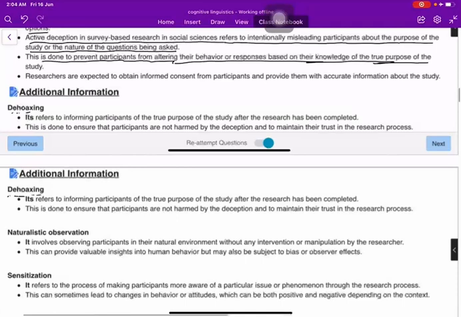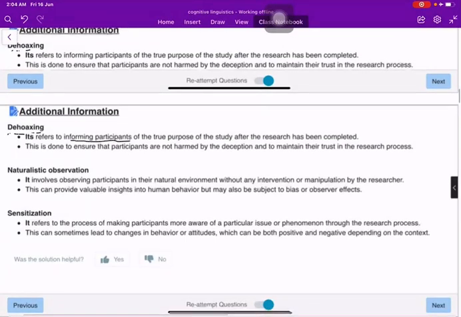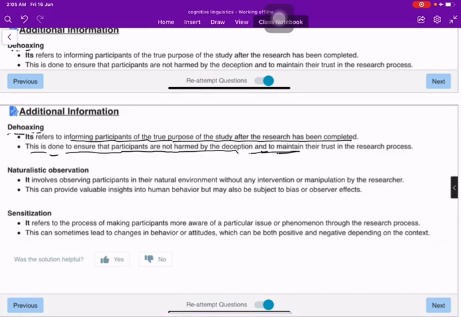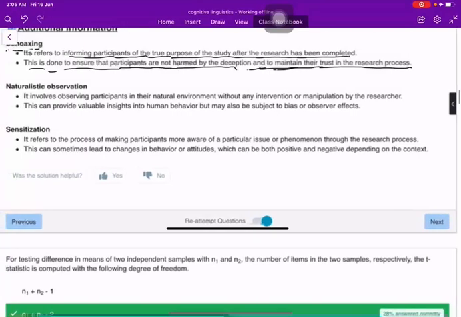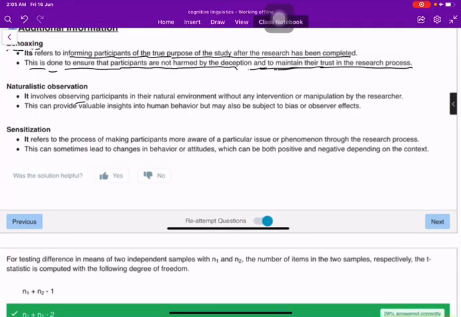De-hoaxing. De-hoaxing refers to informing participants of the true purpose of the study after the research has been completed. This is done to ensure that participants are not harmed by the deception and to maintain their trust in the research process.